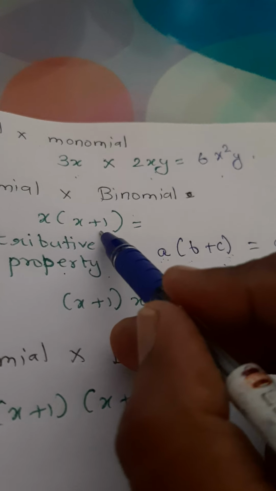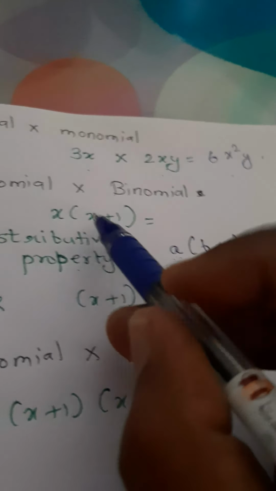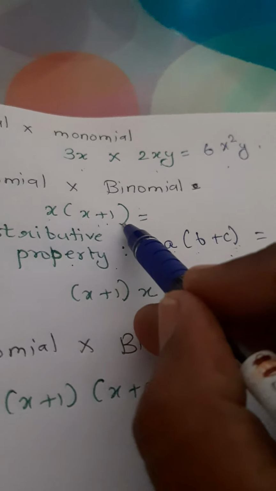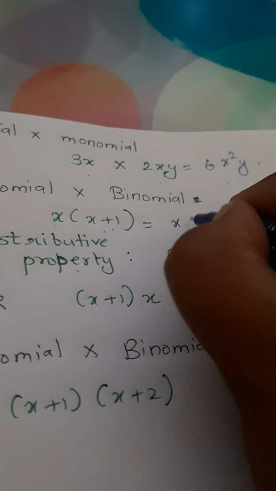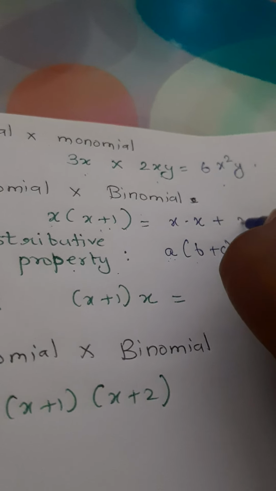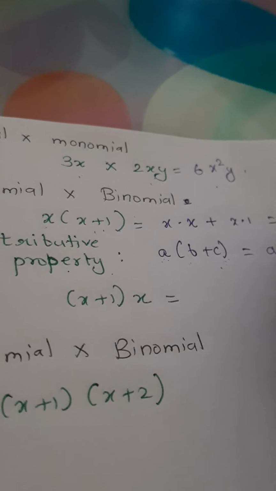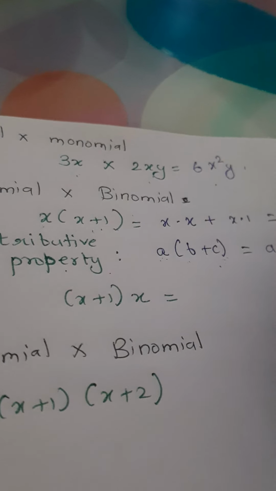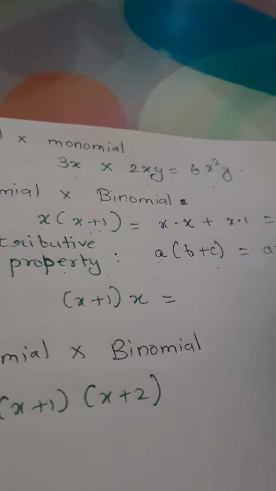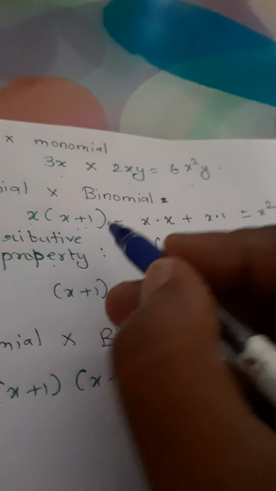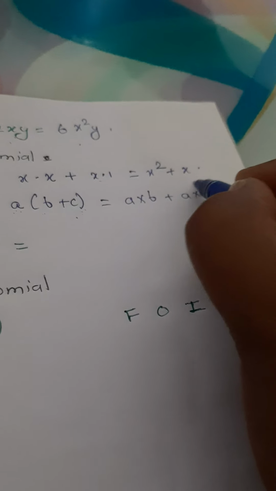Similarly, you can perform this multiplication also. Multiplication of a monomial and a binomial. You can distribute x over x plus 1. So it will become x into x plus x into 1. That is, x into x will be x square. Okay. Plus x into 1 will be just x. Okay. So x into x plus 1 will be x square plus x.